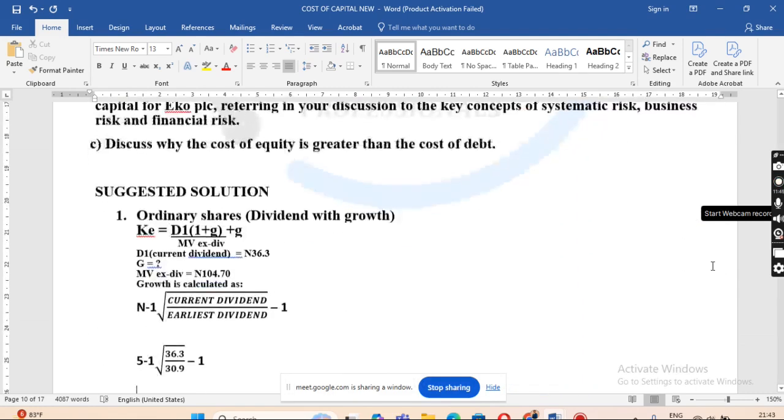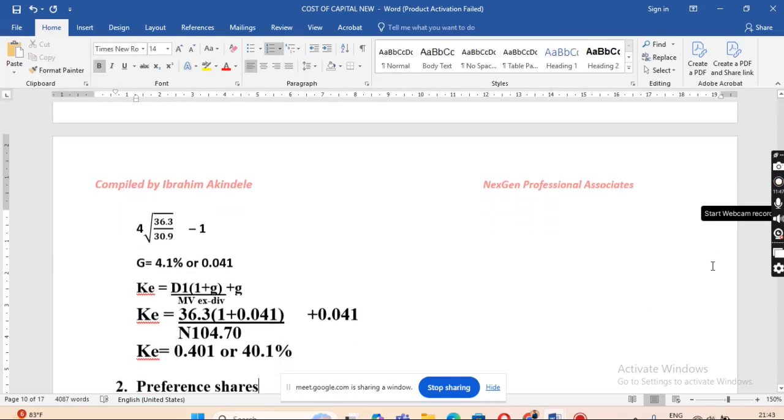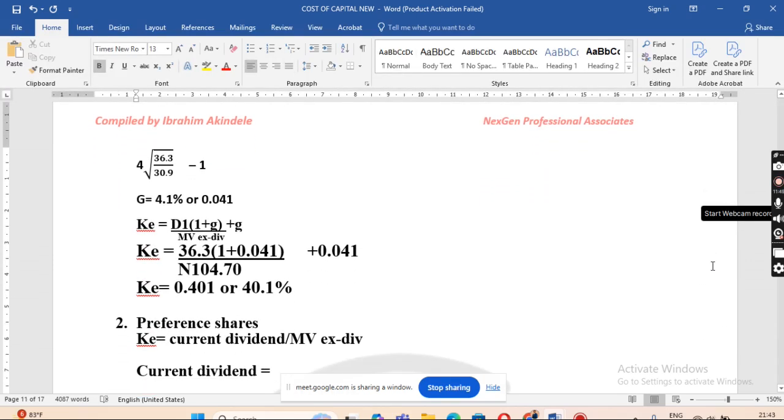So we come back to this part and say the current dividend is not given. Then we have the market value SD. Don't forget that this market value SD means that dividend has been paid. It's also known as the market price per one.